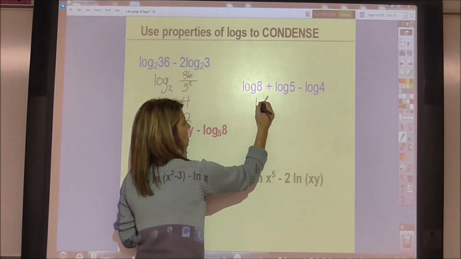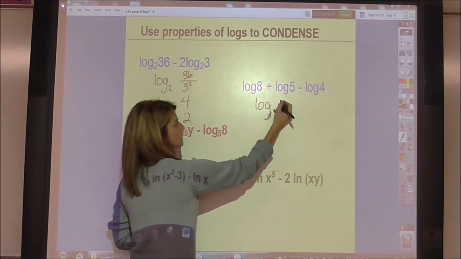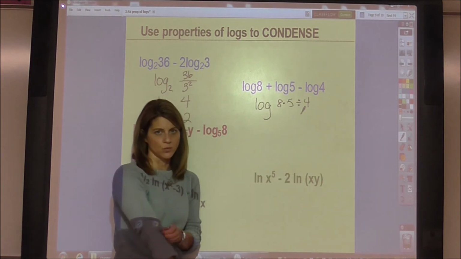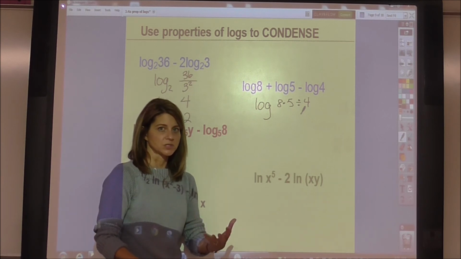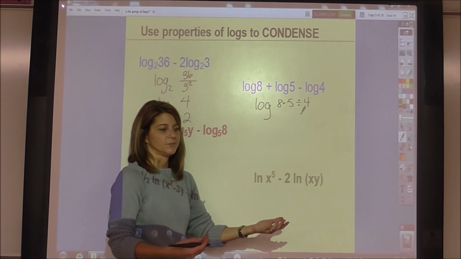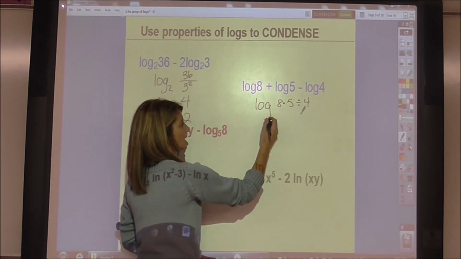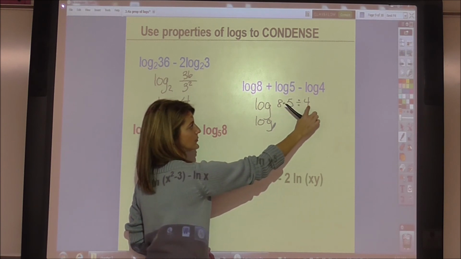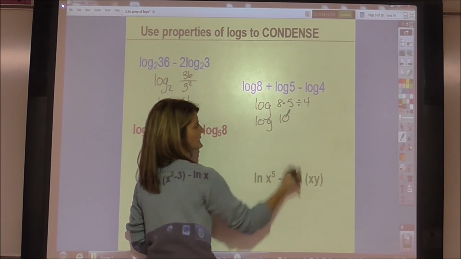So this says log of 8 times 5, and I'm dividing by 4. Now remember order of operations? Order of operations says when you have multiplying and dividing, you go left to right, whatever comes first. So I'm doing log of 8 times 5, which is 40, divided by 4. So that's log of 10.